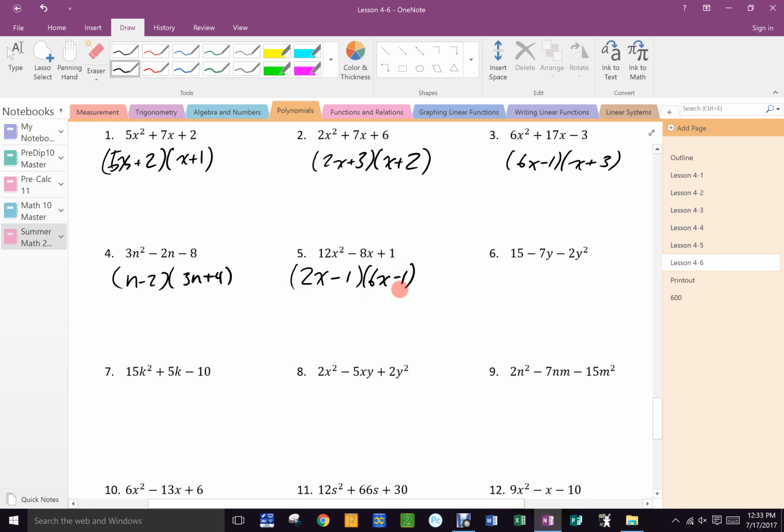Nice. Now, 6 causes trouble. Why? It's backwards, right? Normally we're used to the square being at the front. So there's a couple of things you can do.